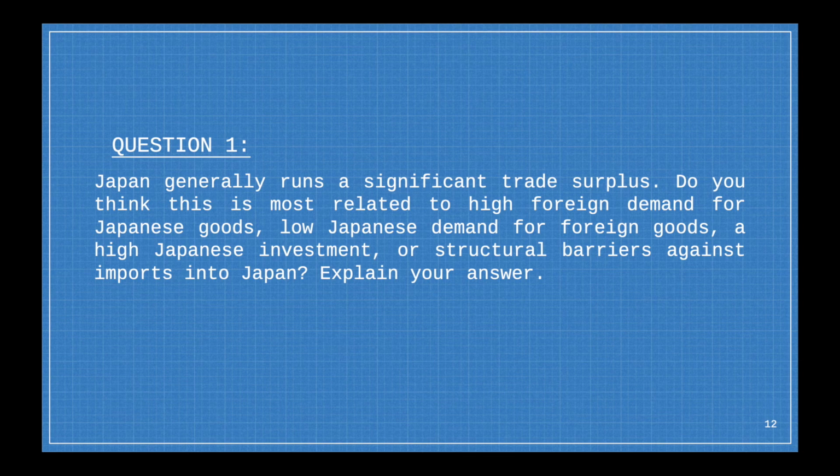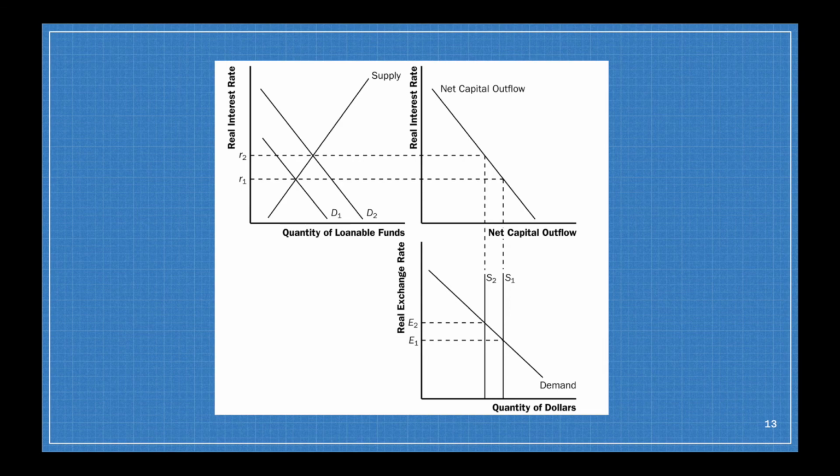Explain your answer. Japan generally runs a trade surplus because the Japanese saving rate is high relative to Japanese domestic investment, and the result is high net capital outflow, which is matched by high net exports, resulting in a trade surplus. The other possibilities, high foreign demand for Japanese goods, low Japanese demand for foreign goods, and structural barriers against imports into Japan could affect the real exchange rate, but not the trade surplus.